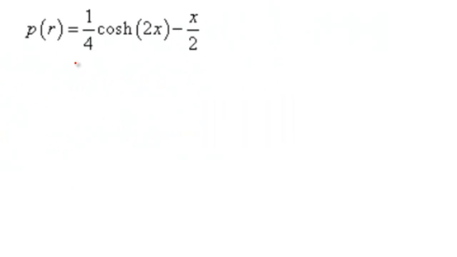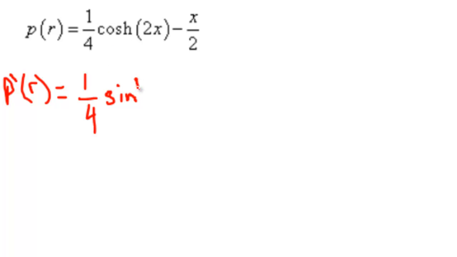Next example, we have hyperbolic cosine in here of 2x. We have a constant in front, so when we go ahead and take the derivative then, the derivative of p is a function of r. We're going to keep the constant, 1 over 4. The derivative of hyperbolic cosine is hyperbolic sine, no negative. Argument stays the same. Multiplied by the derivative of the argument, or the part that was in brackets there, and the derivative of 2x is 2.